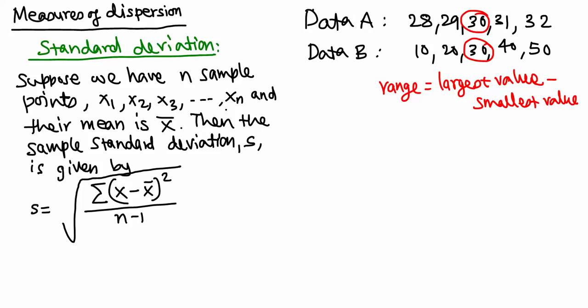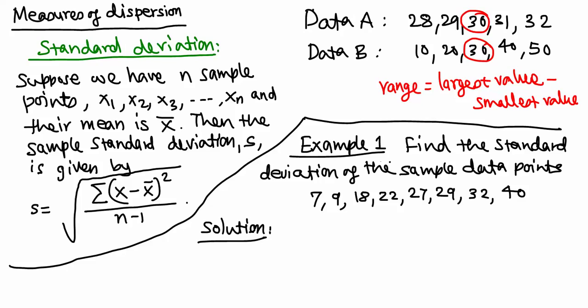If this is a population model and we have all the population, all the data points, you can divide by n, but in this book we are using n minus 1. So let's do one example. Let me write down the example and I'll come back.